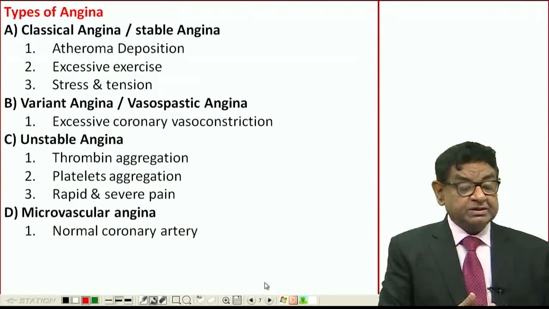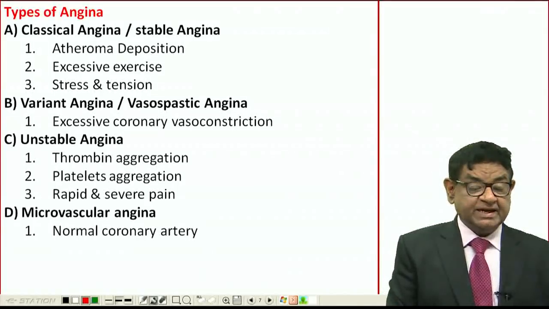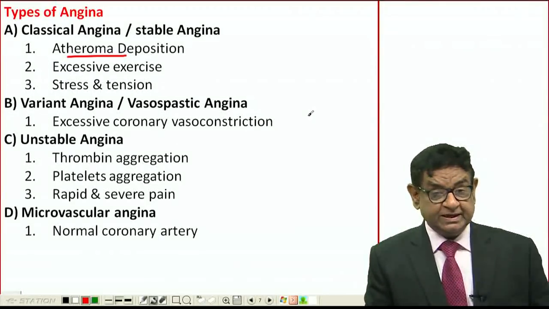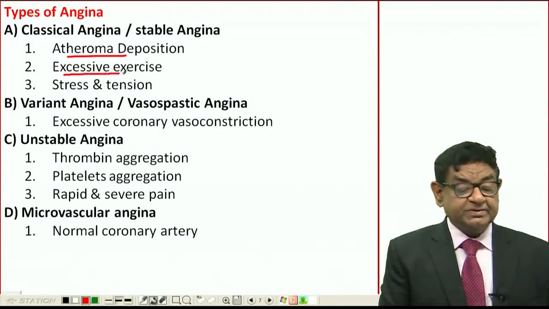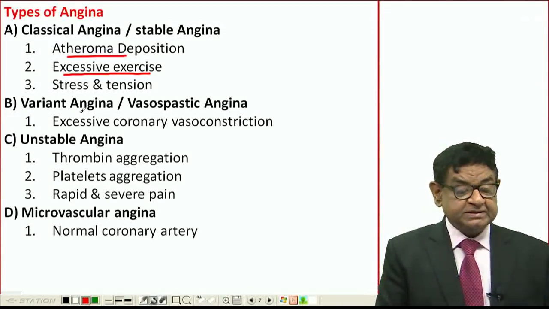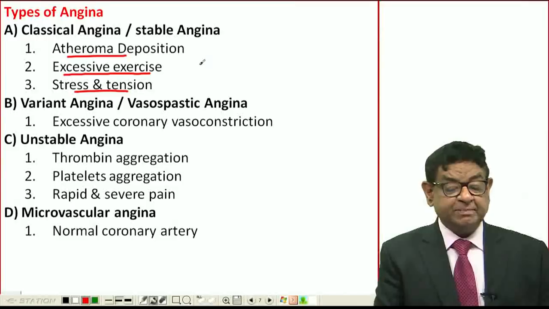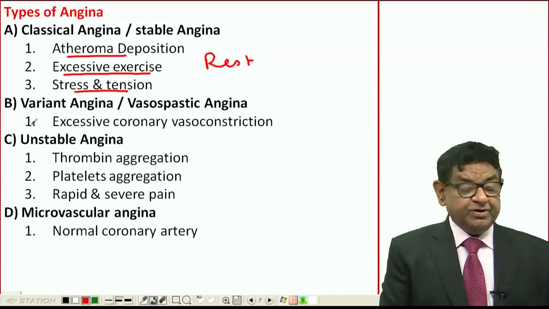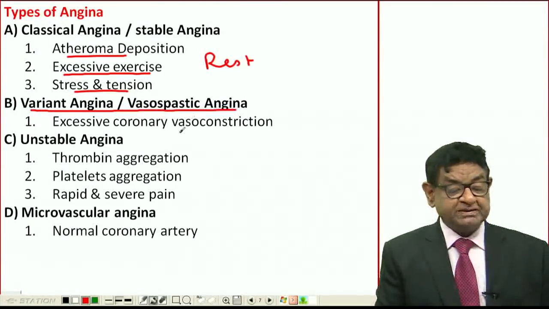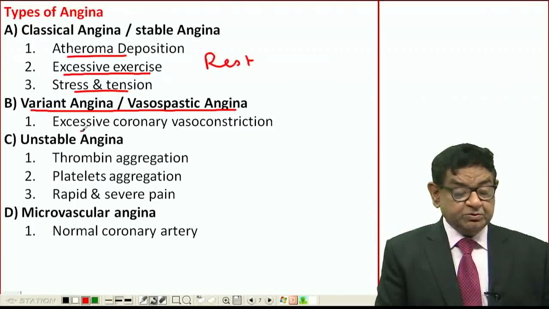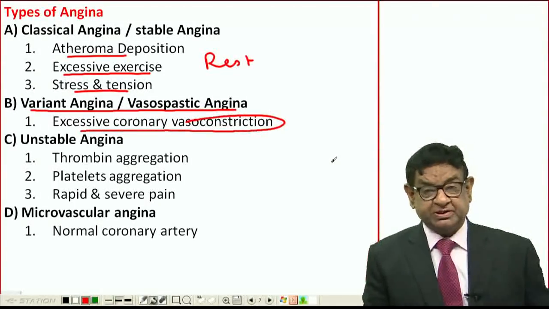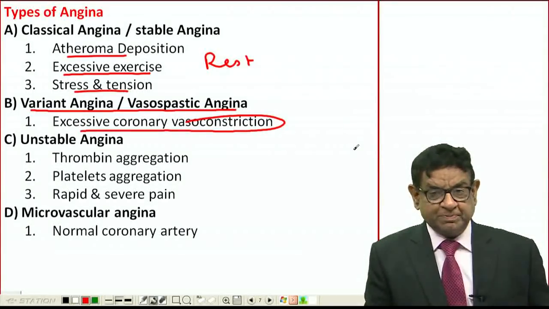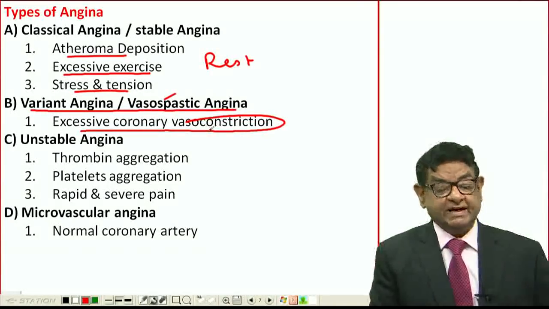Now we talk about types of angina. Classical angina or stable angina, which we discussed. There is atheroma deposition, and it is excessive exercise, stress and tension which precipitate, and the pain is relieved by rest. This we discussed earlier also. Now we have a variant angina or vasospastic angina. It is due to excessive coronary vasoconstriction. So anytime the coronary artery go into spasm. So that's why we call it vasospastic angina.